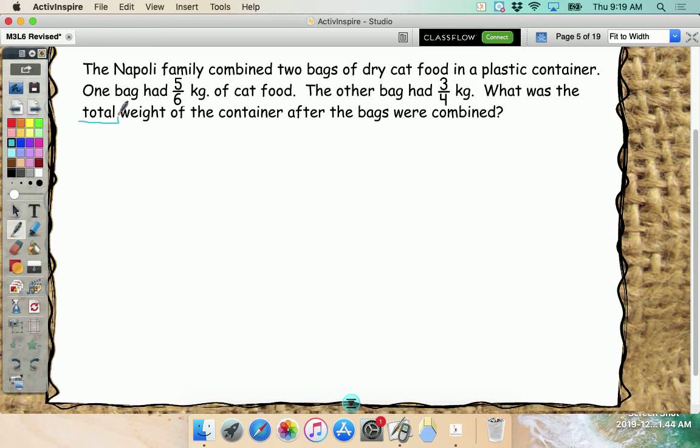We've got a couple words here that are going to tell us what we're going to do. Total is one of them. What's the other? Combined. Okay, so what am I going to do? Addition. So I'm going to do 5/6 plus 3/4 equals.